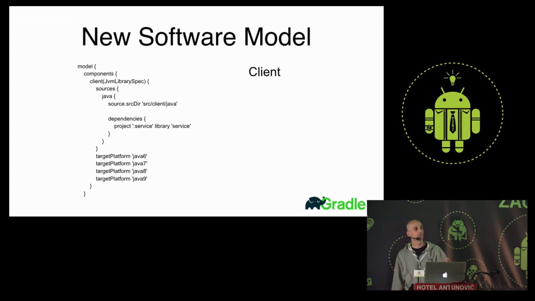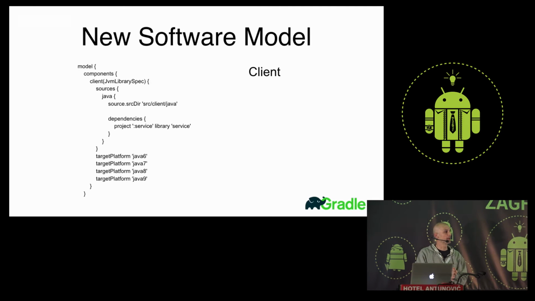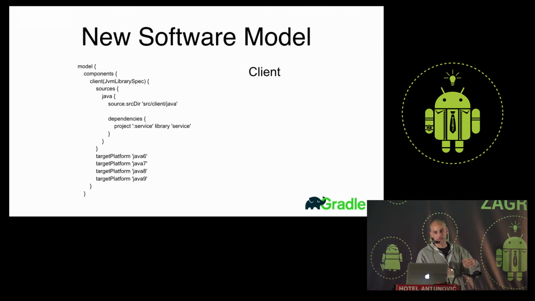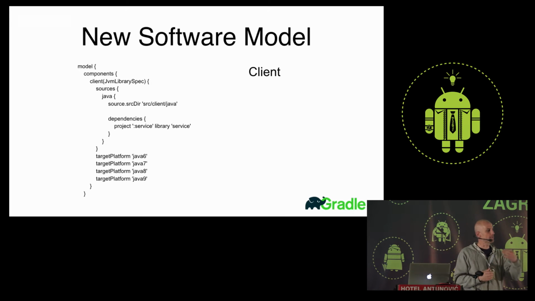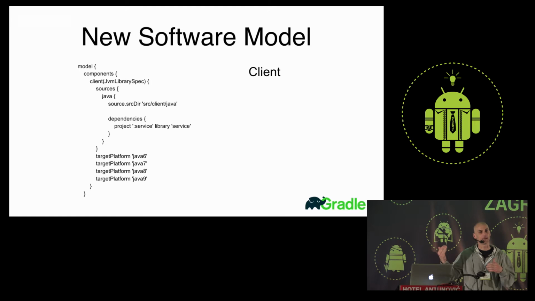We now have a client that wants to consume that service. It wants to invoke that service. So it can say in its dependencies that it wants to consume the service. You see that in the dependencies section. And it also defines some platforms. So that's going to give you variants as well. And now what will happen is, if you say, I want to build a variant for Java 7, well, guess what version of the service it will use? It will also use that variant that is built for Java 7.